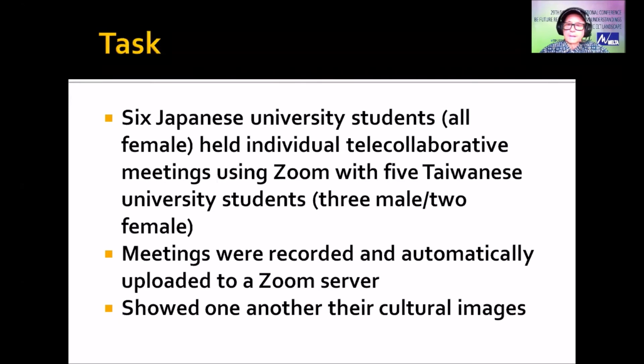So we had 6 female Japanese university students, my students, and they held collaborative meetings using Zoom with 5 Taiwanese university students. One Taiwanese student had to have 2 partners, because we had 6 and 5, but that was fine. The students volunteered freely. Students recorded their meetings, and those meetings were automatically uploaded to the Zoom server, and we had access to them. The idea was that each student would bring 3 images of what they considered iconic of their culture.